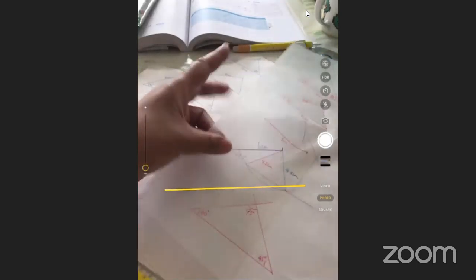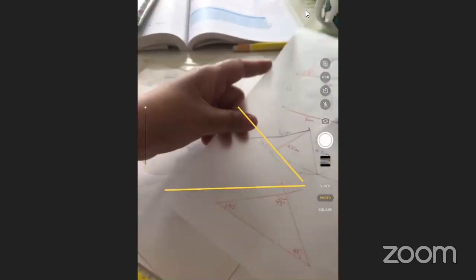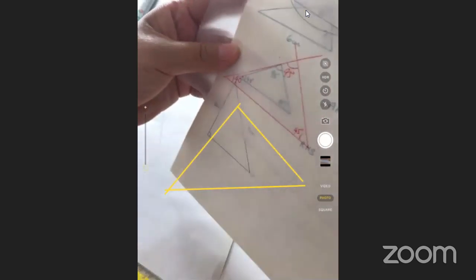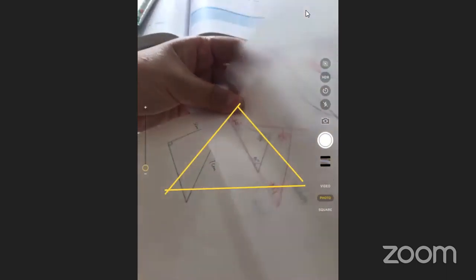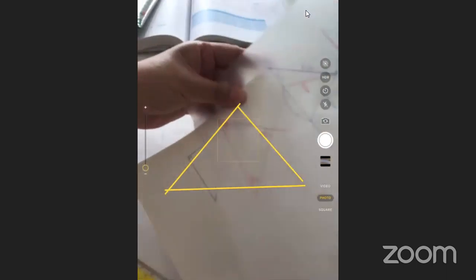Now, angle sum of triangle. Right. Now, look at that. Angle sum of triangle. Yeah, angle sum of triangle. Okay, see that?